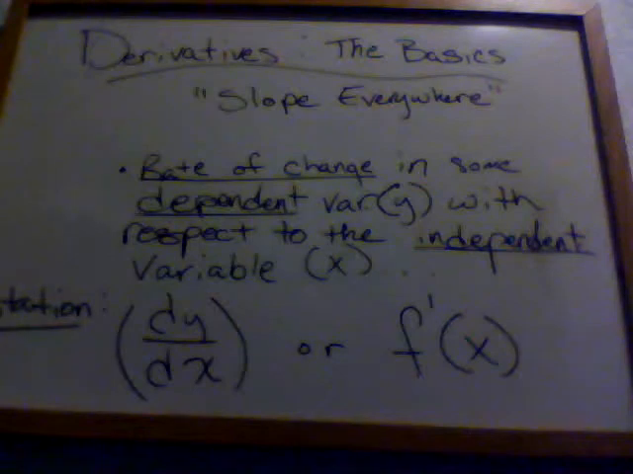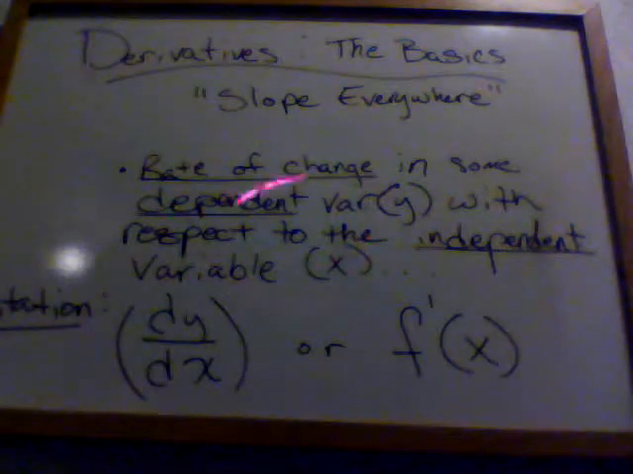According to a book, it would be the rate of change in some dependent variable, in this case y, with respect to the independent variable x. You'll remember from algebra that I say f of x or y equals, those are equivalent statements, equals something. The f of x is the dependent variable, which is dependent upon the value of whatever comes after f of x. That's a pretty wordy definition there. Basically, what it's saying is, it's a slope.